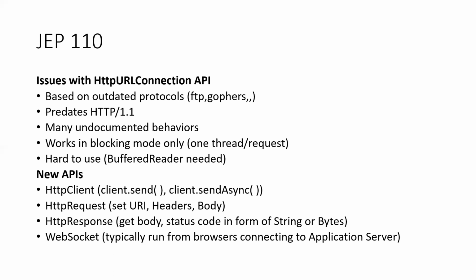So if you see this, we have 4 new APIs introduced with this JEP 110, but one thing to notice is this is in incubator mode. Incubator is something like an experimental feature. We have 4 APIs. Those are HTTP client, HTTP request, HTTP response, WebSocket.